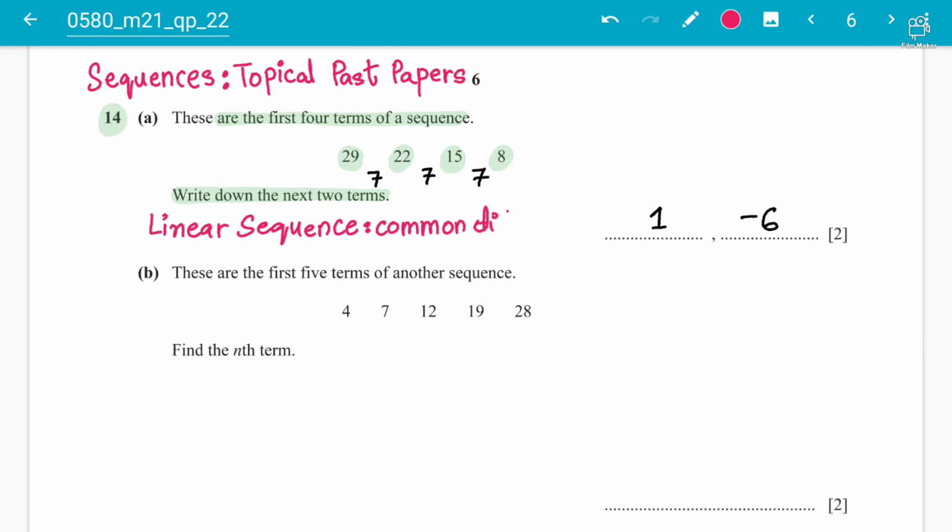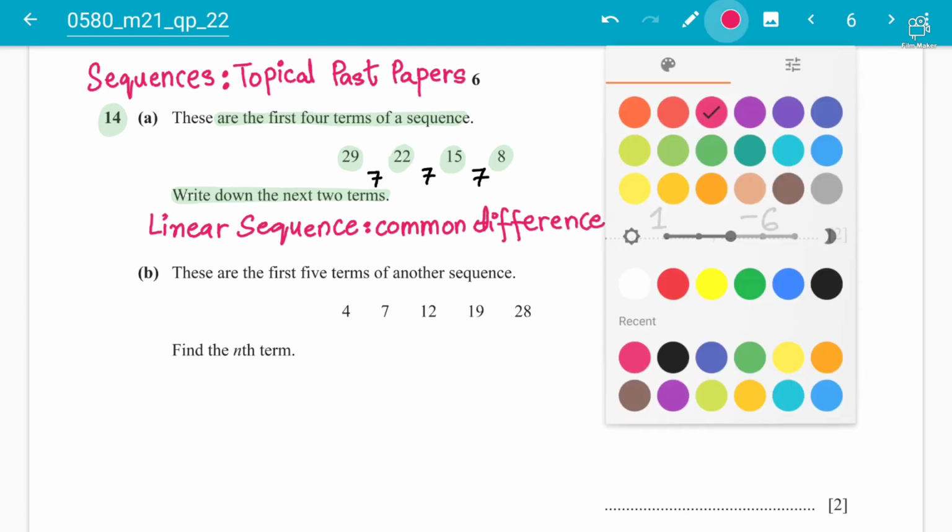If you want to establish the nth term relationship, you can do that as well for this question. Okay, so let me write it down.